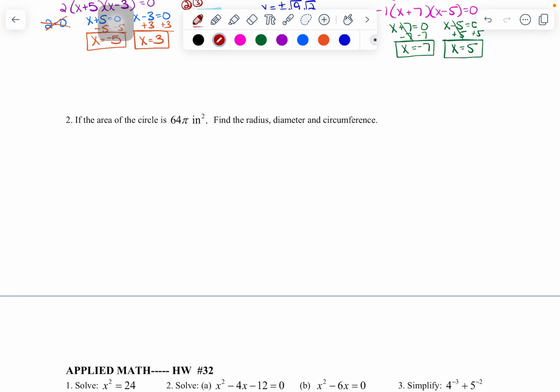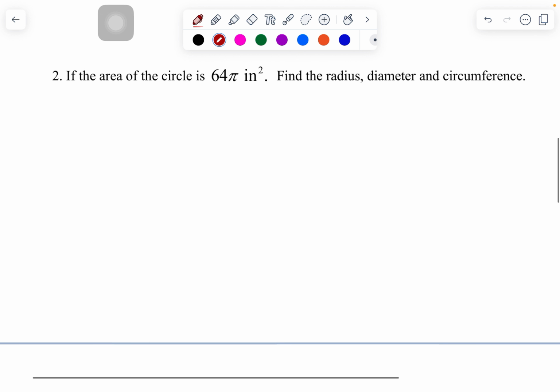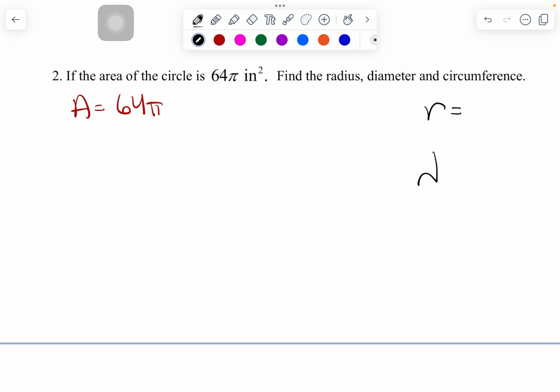All right, this is going to be the last video for Note 32, and it's to finish out this very last problem dealing with circles. I have given you that the area of a circle is 64 pi. I'll deal with the units, but it's inches squared. And I would like to know the radius, so R equals. I'd like to know the diameter, so D equals, and C for circumference.